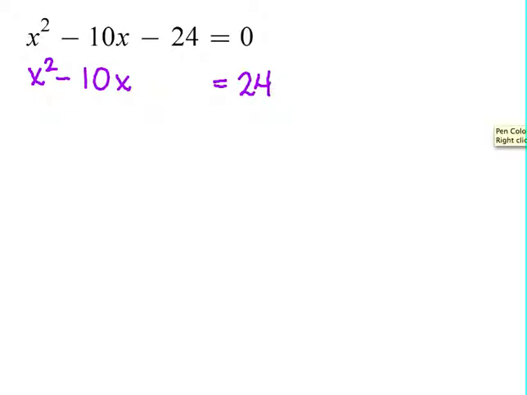Now I'm going to look at my x term here. I'm going to take half of that. What is half of negative 10? Negative 5. So watch how I'm going to write that. There's a reason why I'm putting that negative there.